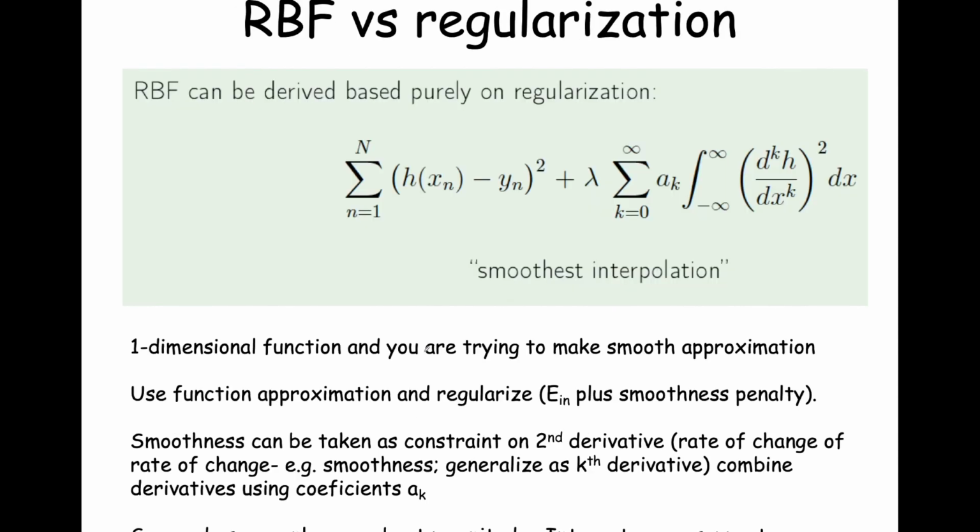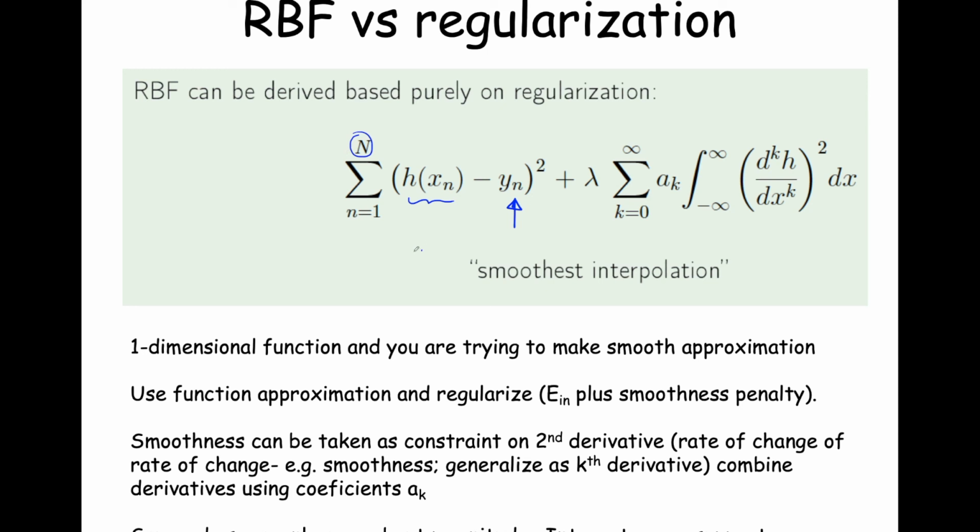So let's take a look lastly at the relationship between radial basis functions and regularization. Now, you can actually derive radial basis functions purely based on a regularization argument. And so let's say you have a one-dimensional function and you want to make a smooth approximation. Well, you have your squared error loss between the real target value, yn, and your output from your working hypothesis. Given that squared error loss, that would be your expression for in-sample error. We're summing across all of the 1 over n in-sample points. So you would add to that a smoothness criterion.